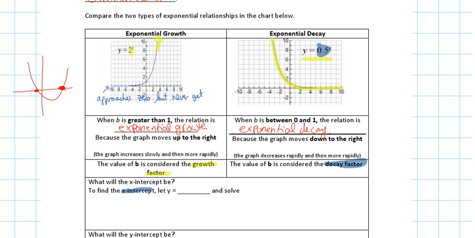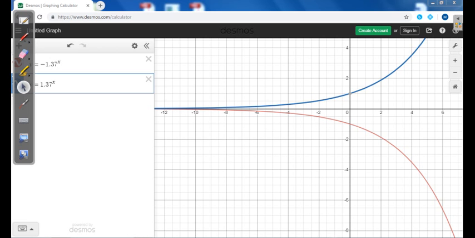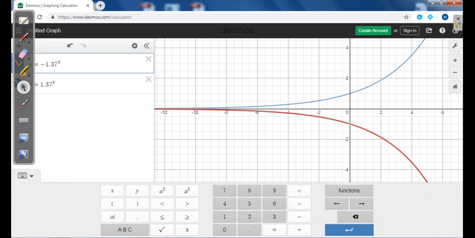Let's look at the graph. Let's go here, and let's make it two to the power of x.